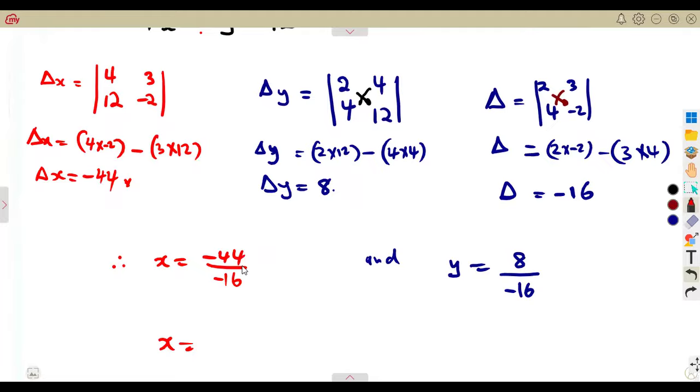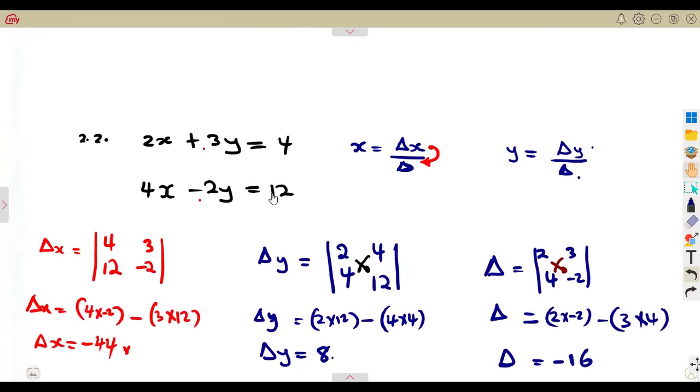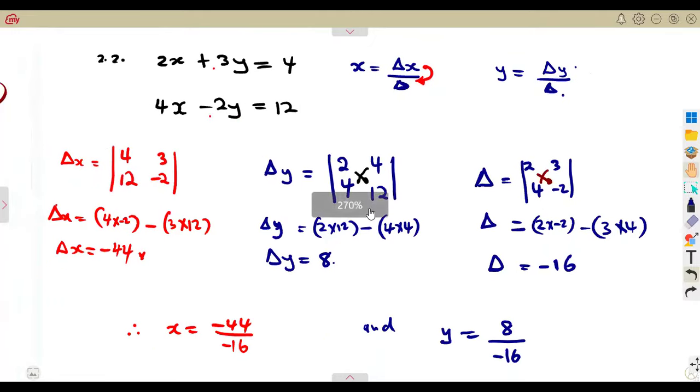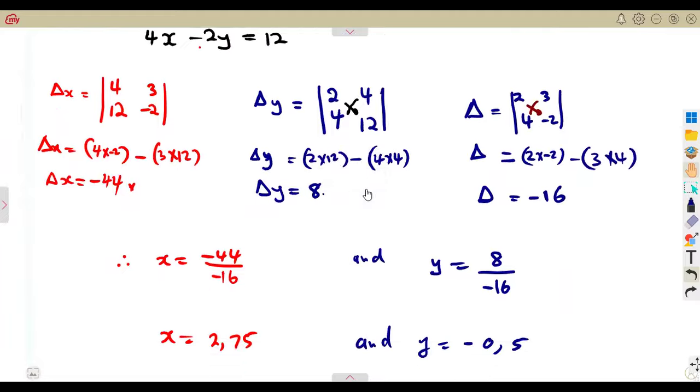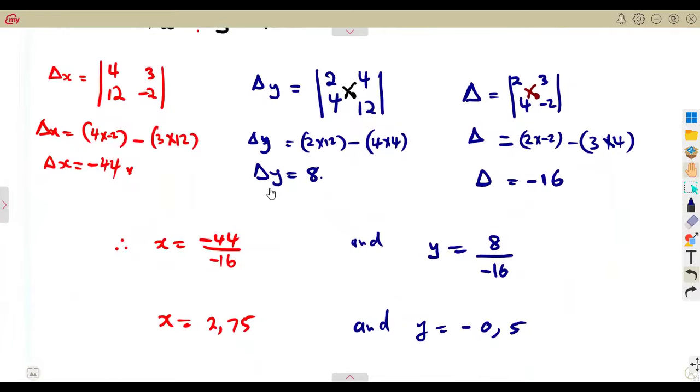Minus 44 divided by negative 16 is 2.75. On the other hand, y is going to be negative 1 over 2, which is simply negative 0.5. So you have solved your equations using Cramer's rule. If you've got time in an exam and have managed to finish, you can even verify this with your normal methods, substitution or elimination, that you're used to. You should get the same values with any other method. This is a simultaneous equation.